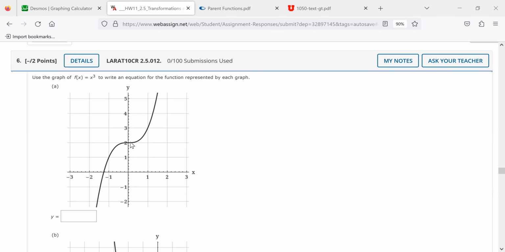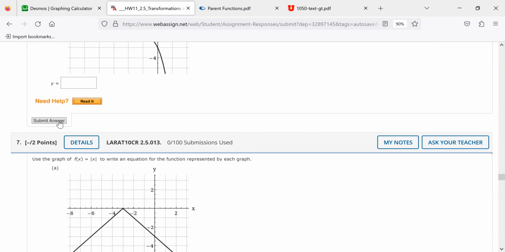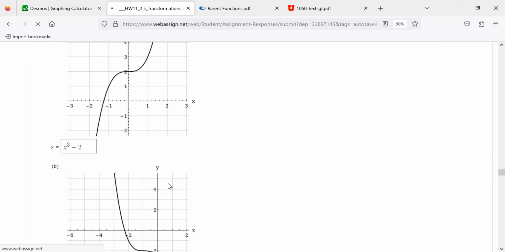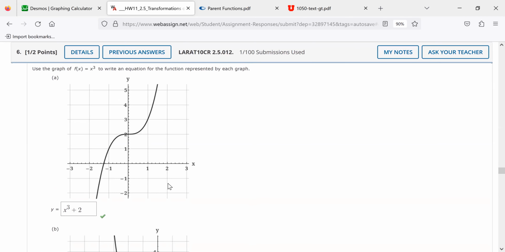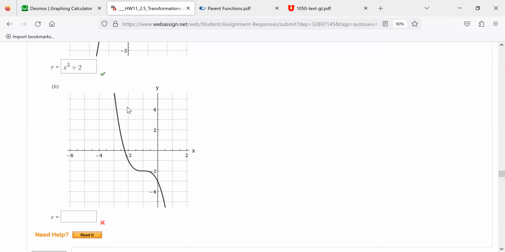Yeah, when +2 upward, and then is that all they did? I don't see anything else. Seems like it. Let's see. Yeah, doesn't seem like it was stretched or anything. What about this guy? What did they do to the cubic?